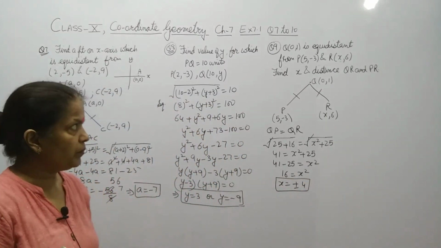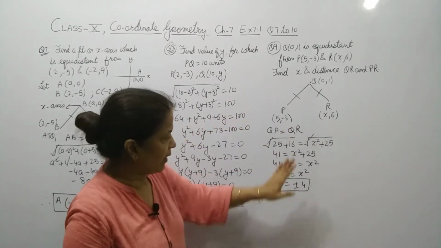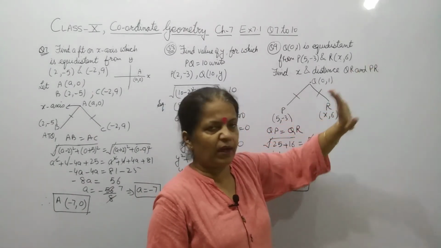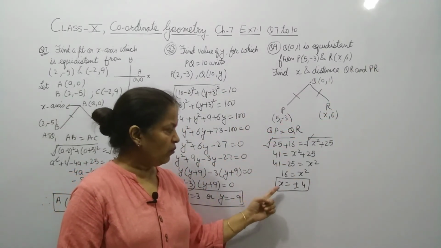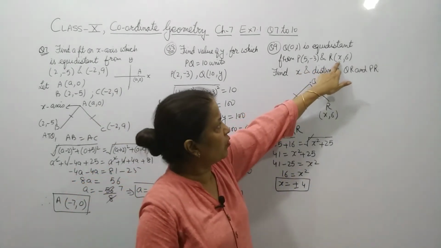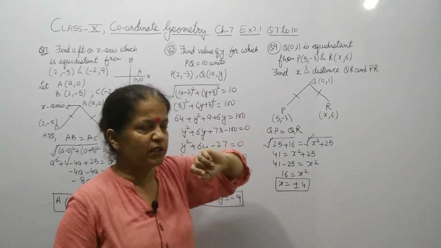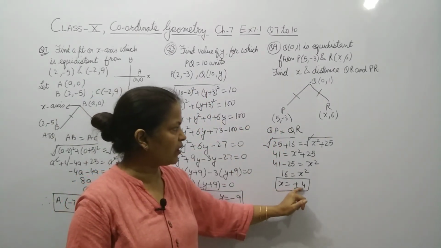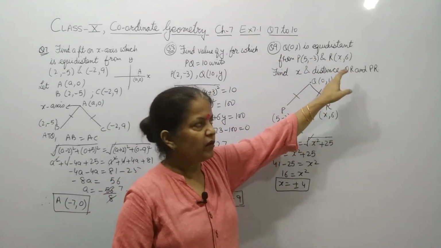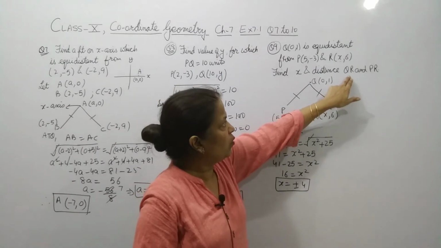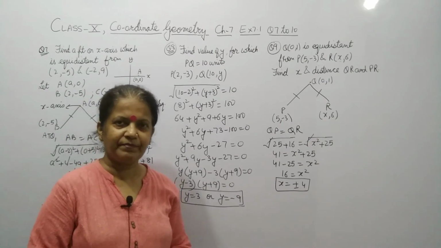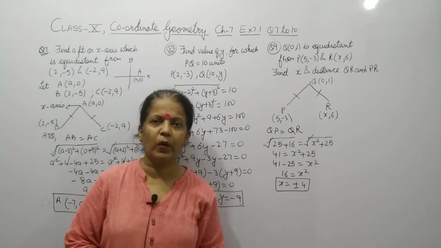So x value is plus minus 4. So how will you find out this x value? You are getting it as plus minus 4. Now you have to find the QR and PR distance. So in the first case you will take x as 4, put 4 in place of x and then find out the distance, and then you will take x as minus 4 and then find out its distance. Okay, so QR and PR, I think you can find out yourself. That's all for today. Thank you and have a nice day.